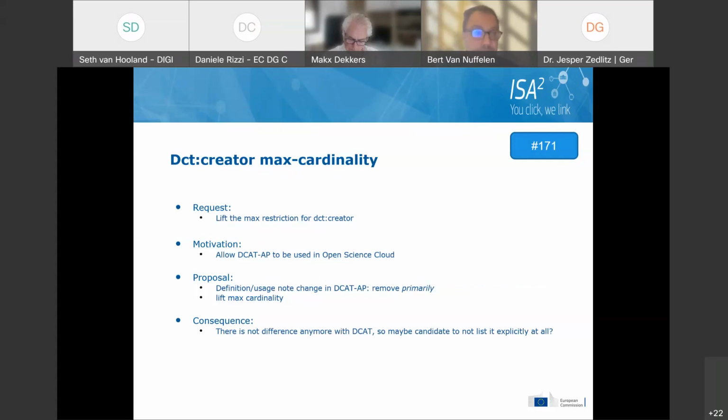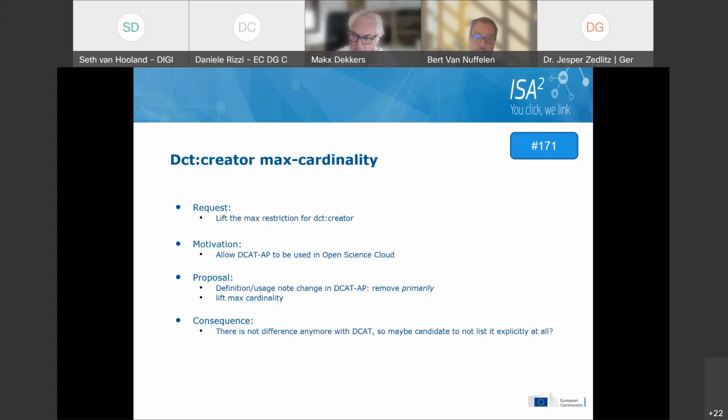On dct:creator max cardinality, there is again a request to lift the max cardinality of 1 for dct:creator. One of the motivations is that DCAT-AP can then be used in a much broader context where creators play a much more important role as the role of the entity, for instance the European Open Science Cloud, where creators play a more important role.